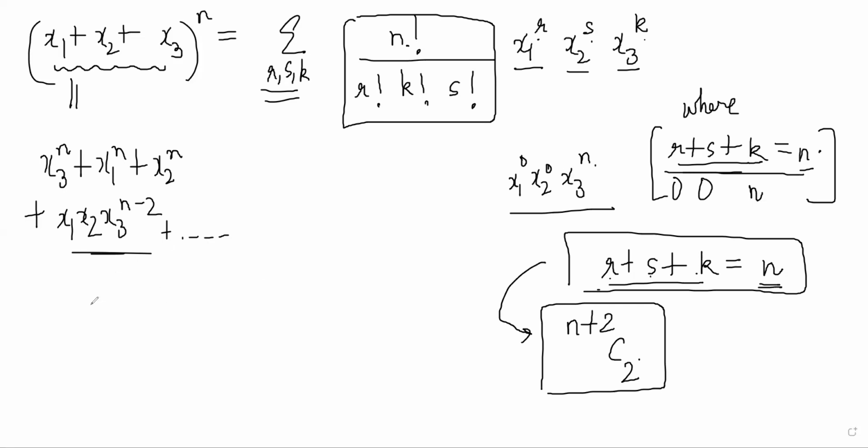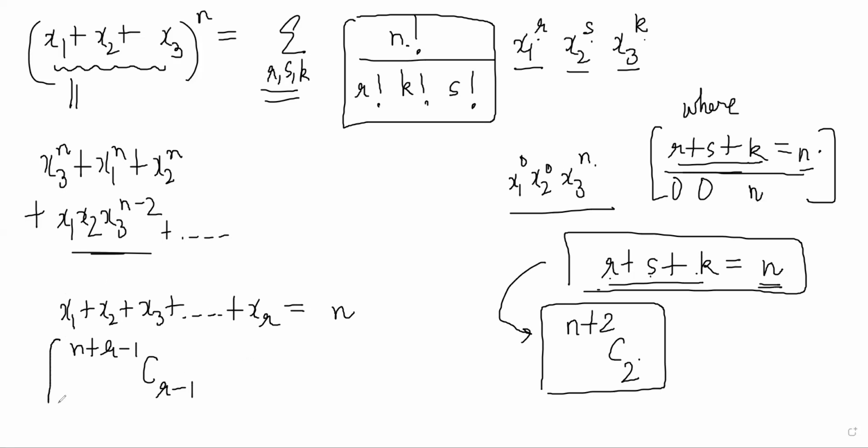So suppose there was 4, right? Or suppose there are r terms like this: x1 plus x2 plus x3. There are r different terms which have to add up to n. Then the answer would be n plus r minus 1 c r minus 1. So there will be that many different terms, because in that many ways you could get x1 plus x2 adding up to n. So that many different terms will be there. And each term you can write.